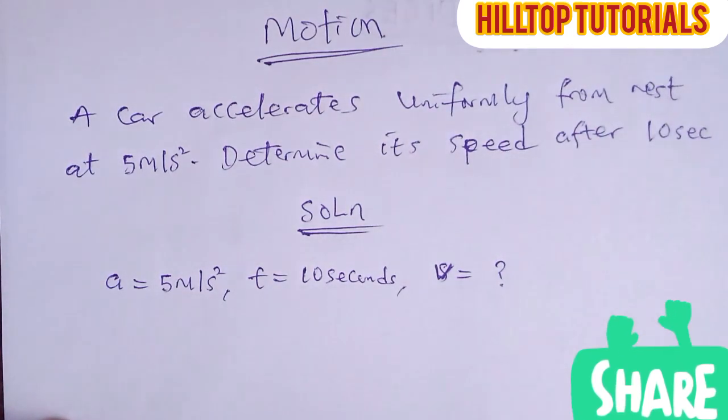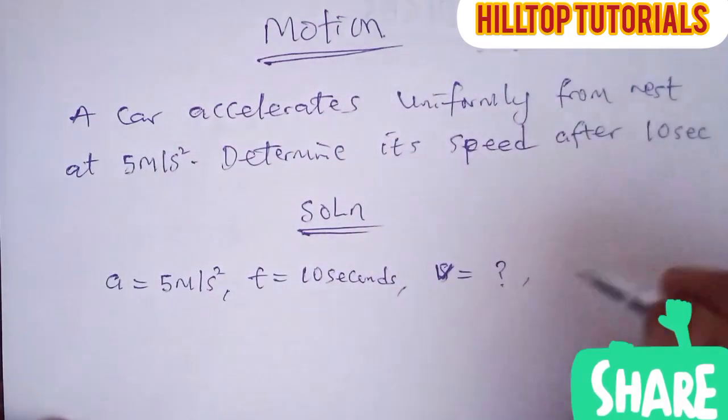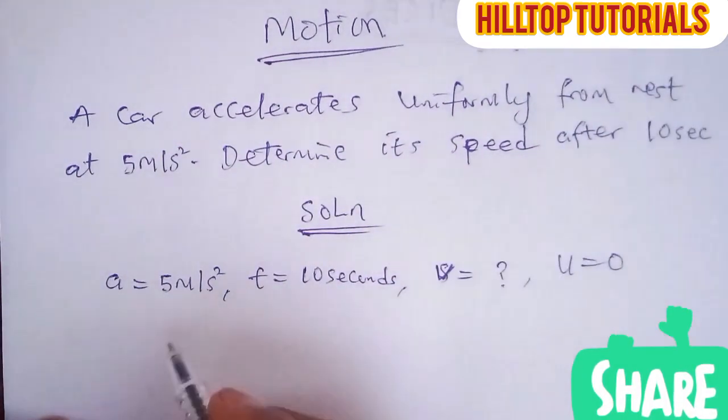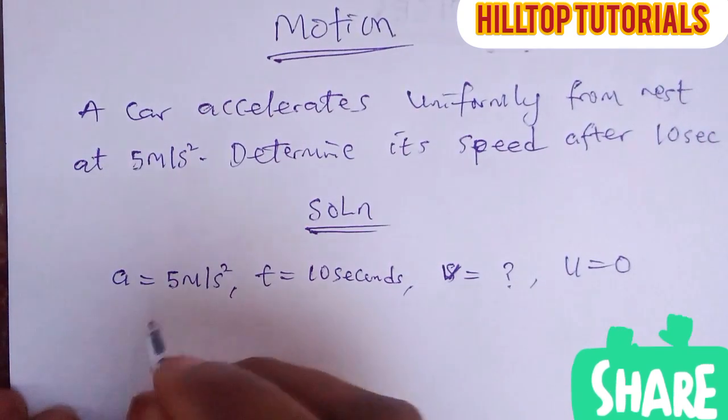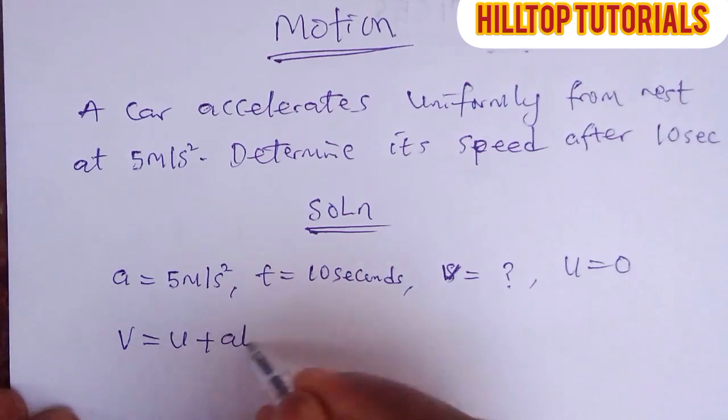From here, we move on. The car accelerates from rest, so u is equal to 0. We are going to use this equation, v = u + at.